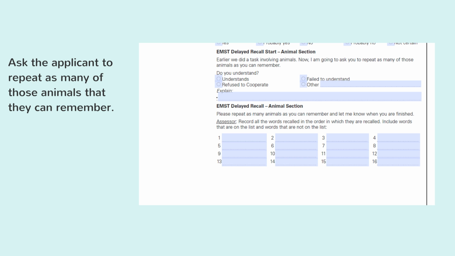This is a continuation of the animal test exercise in which you will ask the applicant to repeat as many of those animals as they can remember. Again, you will record the applicant's answers exactly as they provide them, in any order provided.